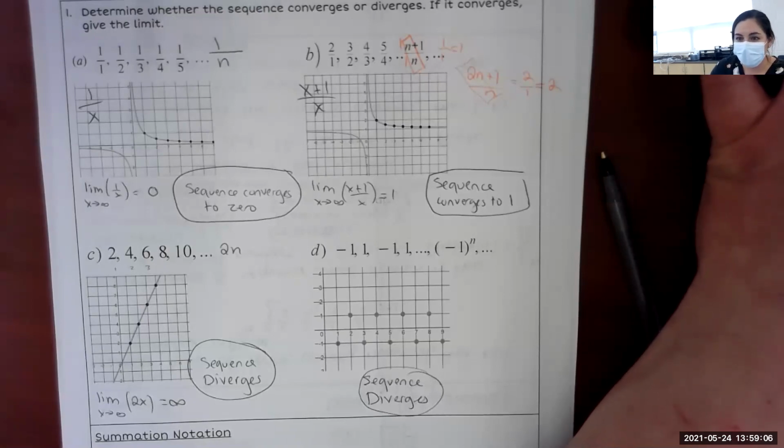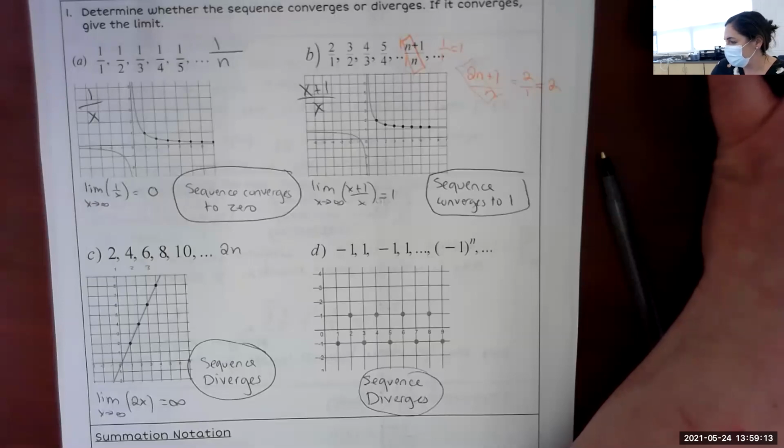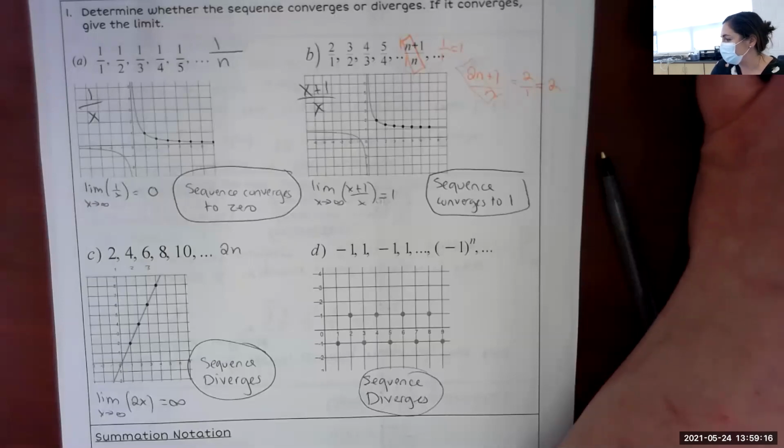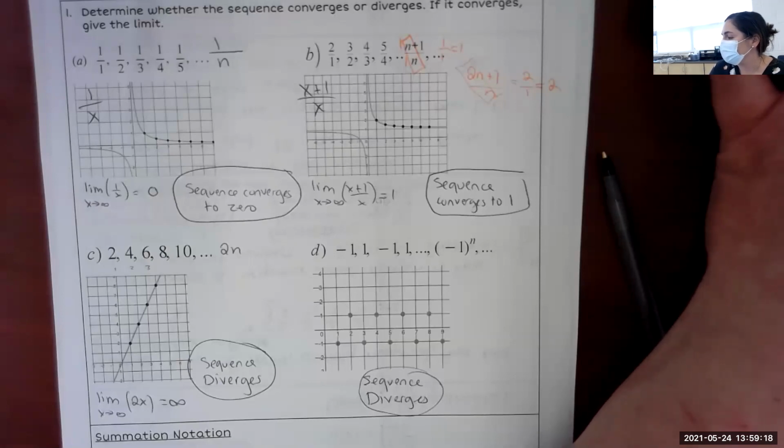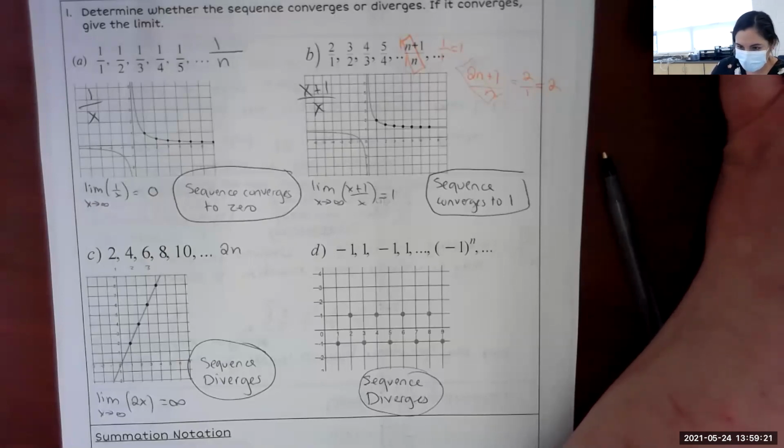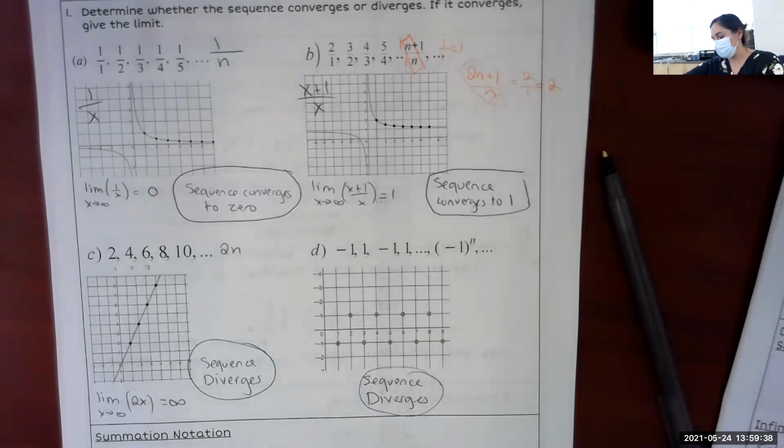All right, about 30 more seconds. There are some people who are not in the Nearpod. Can you check the private chat, please? I sent you the code. Remember also, if you're saying it converges, please say what it's converging to. What do you think it's converging to? What number?